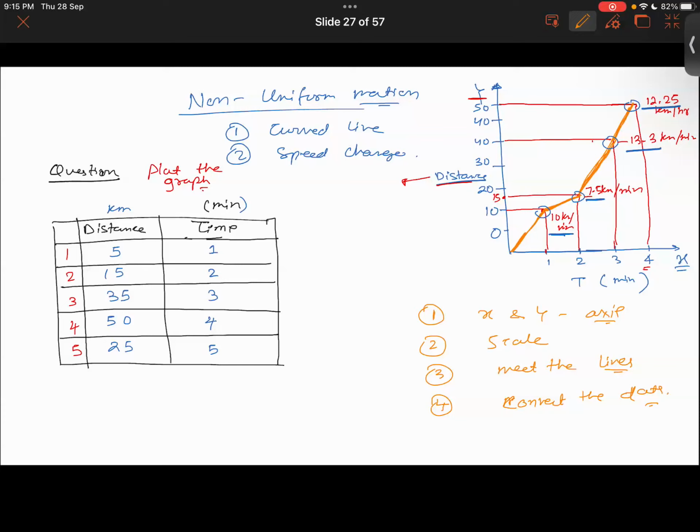Sir, if we don't have the graph paper, can we draw how you do it? Yeah, you can draw it in the manner in which I drew. Okay. Yes, sir. Sir, what do you say? I was saying that if you don't have graph paper, you can draw it in the manner in which I drew here. Okay now.